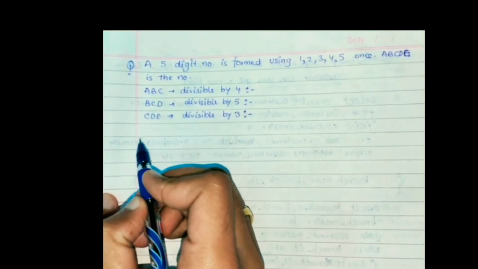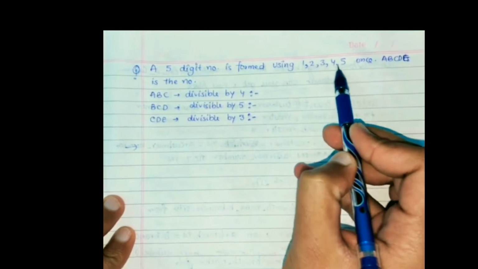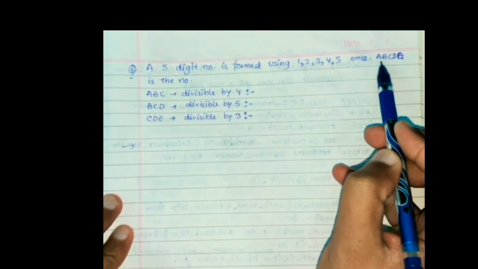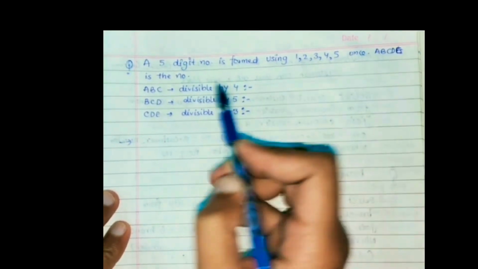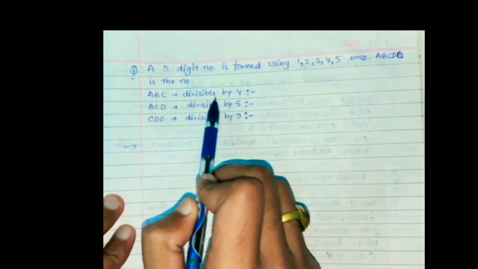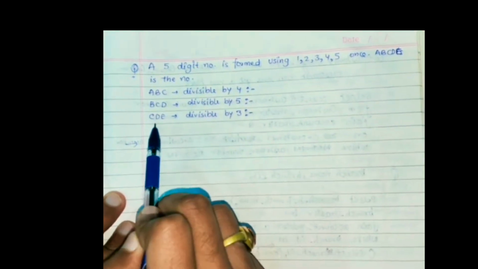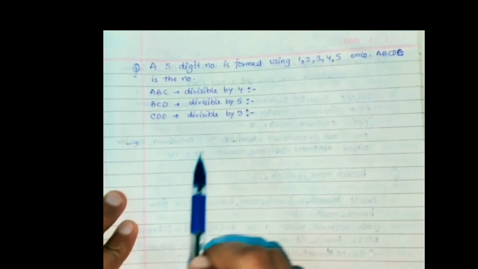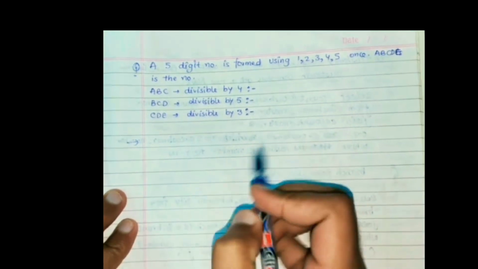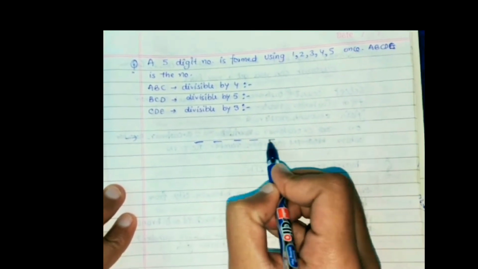So this is the question here. A 5-digit number is formed using the digits 1, 2, 3, 4 and 5, and the number formed is A, B, C, D, E. We have been given three conditions. A, B, C is divisible by 4, B, C, D is divisible by 5, and C, D, E is divisible by 3. So let us consider that we have 5 numbers 1, 2, 3, 4, 5.